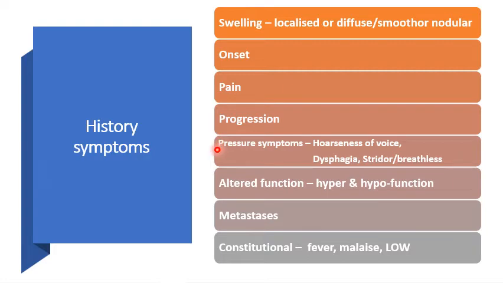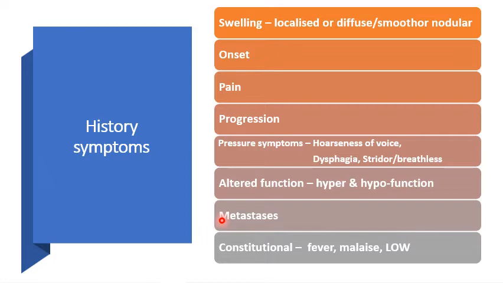Then the other important one is pressure symptoms due to the size of the lump in the neck, and this includes hoarseness of voice due to recurrent laryngeal nerve involvement, dysphagia due to pressure on the esophagus, stridor or breathlessness, which is due to pressure on the trachea. The next to look for is altered function of the thyroid, whether it is hyper or hypofunction. With a good careful history, we assess whether hyperthyroid or hypothyroid functions are encountered in that patient.